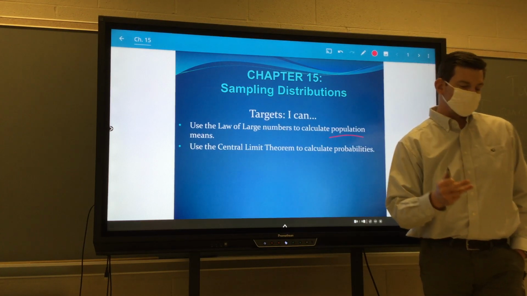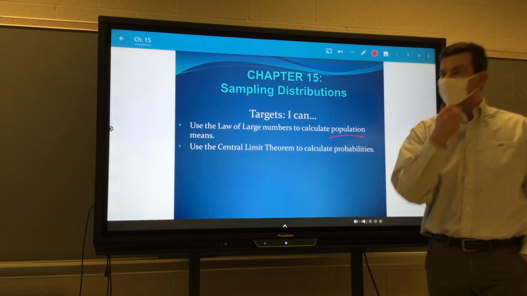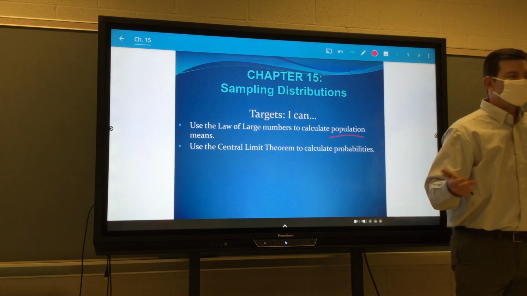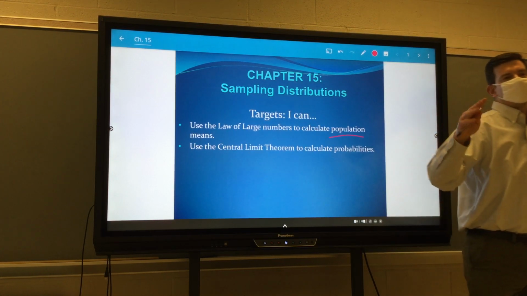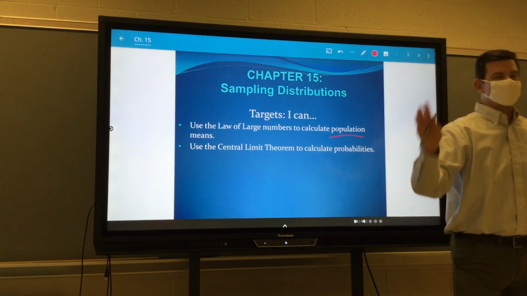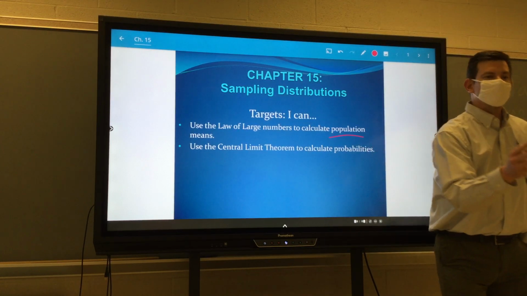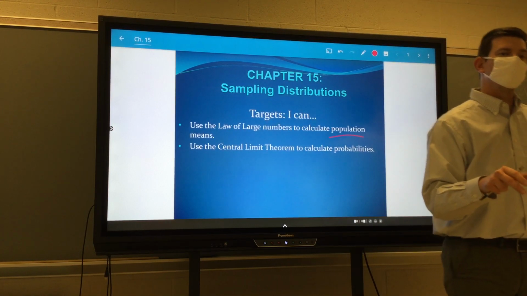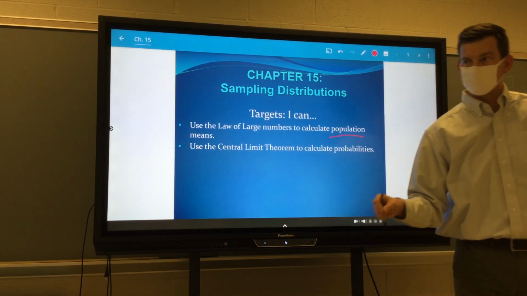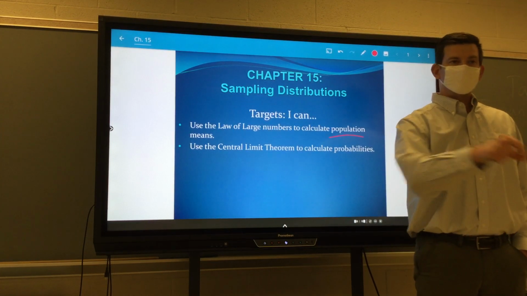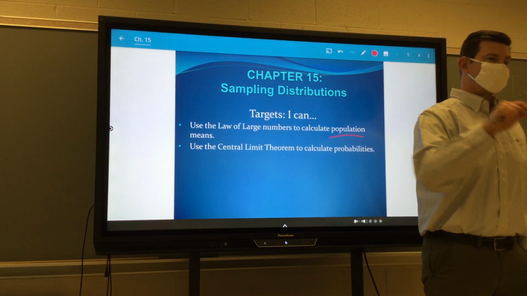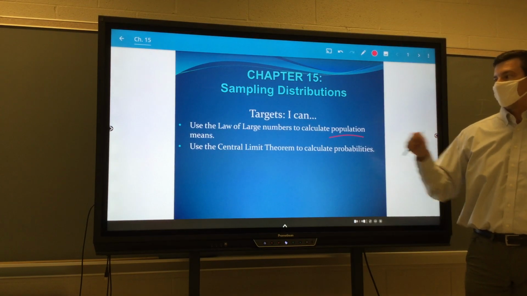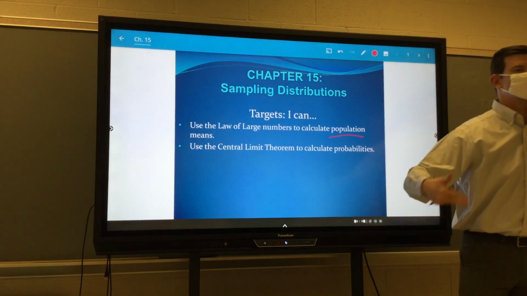Remember, the whole purpose of statistics is to use this sample to say something about the population. And we don't care about the sample that we take. We care about how well that sample represents our population, and that we get good data from this sample that describes accurately what's happening in that population. And this law of large numbers facilitates that.